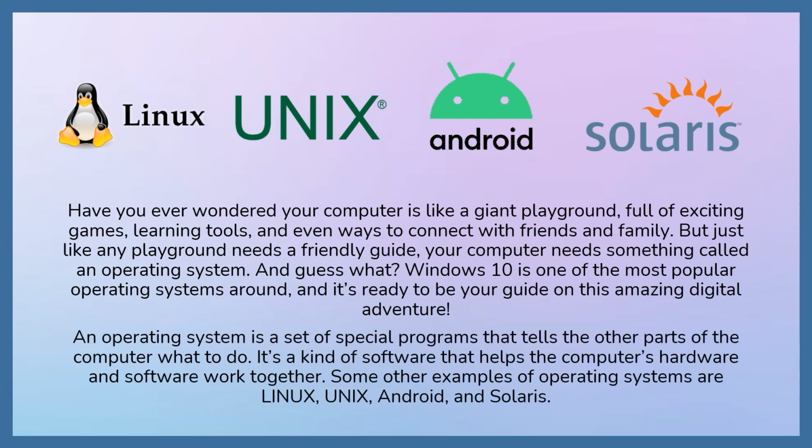An operating system is a set of special programs that tells the other parts of the computer what to do. It's a kind of software that helps the computer's hardware and software work together. Some other examples of operating systems are Linux, Unix, Android, and Solaris.